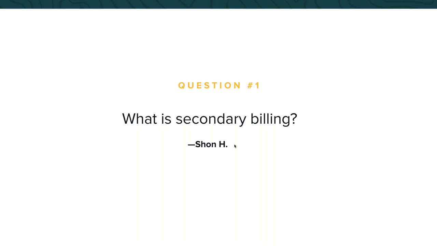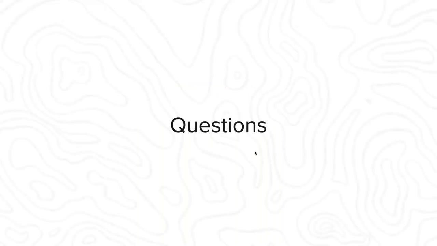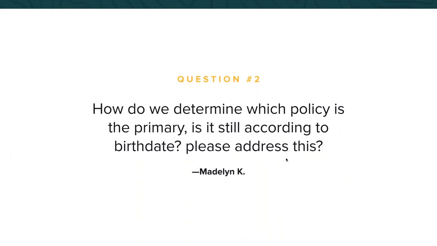And our next question, we're going backwards. How do we determine which policy is the primary, and is it still according to birth date? Please address this. That is probably one of the most crucial questions in this whole topic. And the birthday rule is a thing. For those of you who don't know what the birthday rule is, it's specific to children who are covered under the policies of two natural parents.